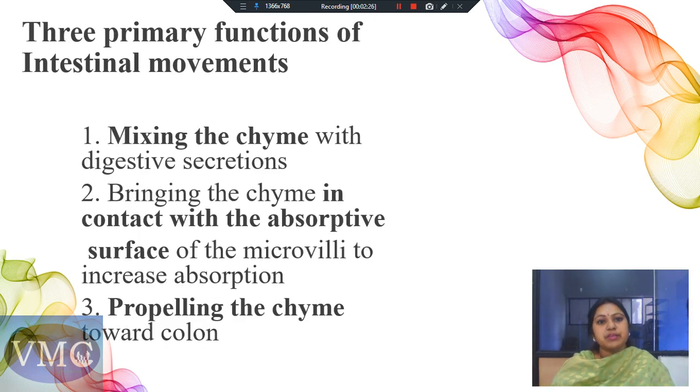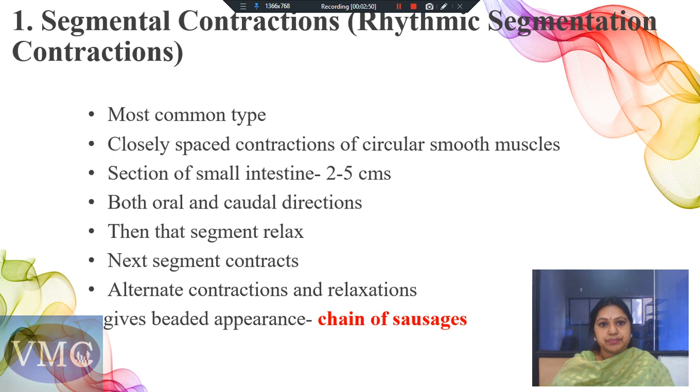There are three primary functions of the intestinal movement. Why is it happening here? It is to mix the chyme with the intestinal secretions. It is a mixing movement, bringing the chyme in contact with the absorptive surface of the microvilli so that it aids in absorption. And it propels the food towards the next part, that is your colon. These are the three primary functions of your small intestine.